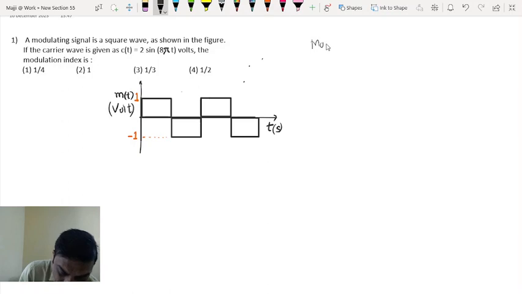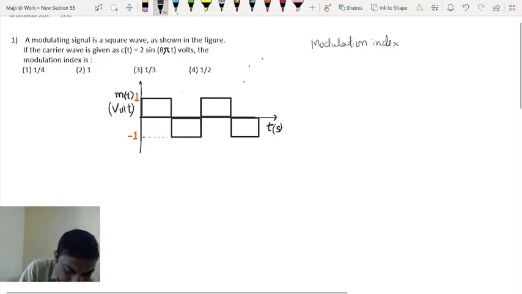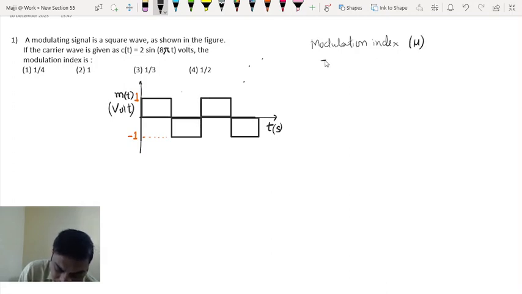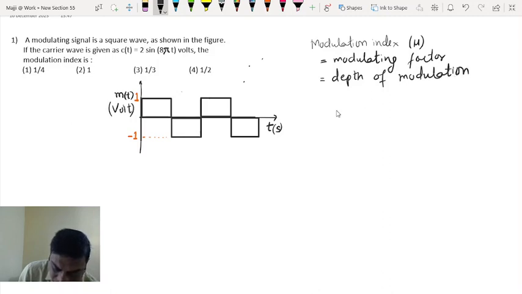Now I would like to tell you that there are a few other names given to modulation index. It is generally denoted by mu. In certain books, it is written as modulating factor. In certain books, it's also written as depth of modulation. So all the three mean one and the same.